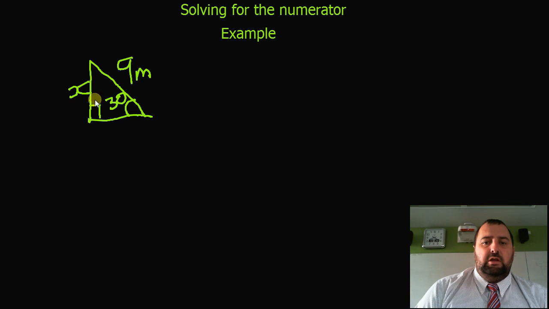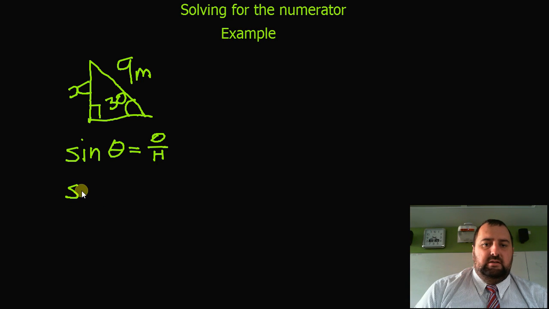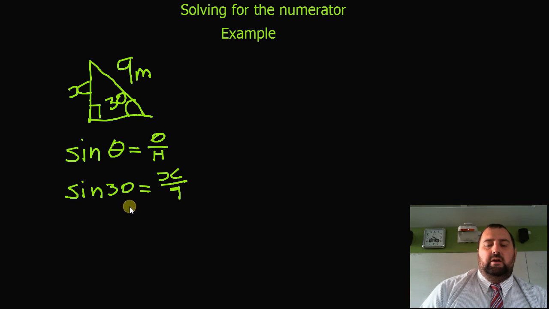So looking at my rule, I have the hypotenuse and I have the opposite side, so I'm going to have to use the sine rule. So remember that sine theta equals opposite over hypotenuse. So in this case, sine 30 equals x, because x is the opposite, over 9, because 9 is the hypotenuse.